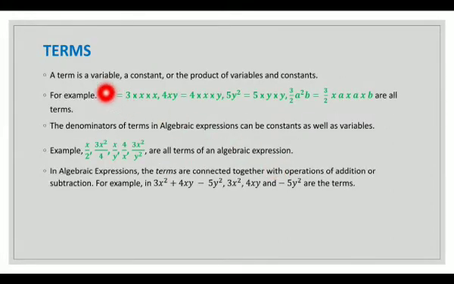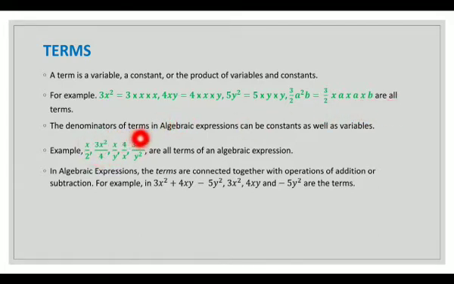Terms. A term is a variable, a constant or the product of variables and constants. For example, 3x square we can write as 3 into x into x. Why? x is multiplied how many times? 2 times. 4xy, which can be written as 4 into x into y. 5y square, which can be written as 5 into y into y. 3 upon 2 a square b, which can be written as 3 upon 2 into a into a into b, are all terms.